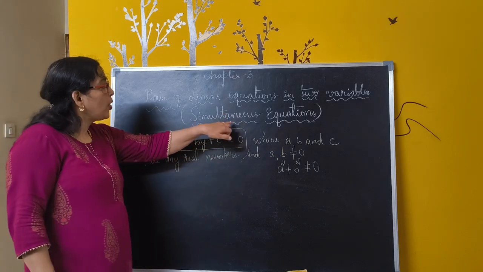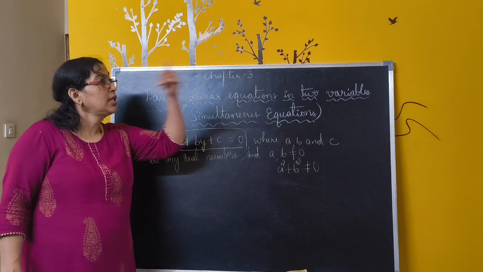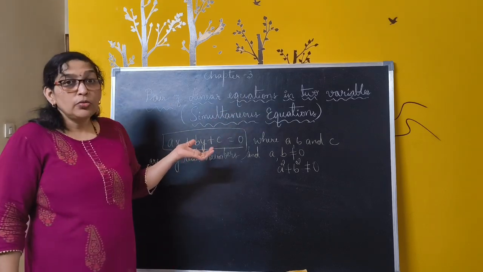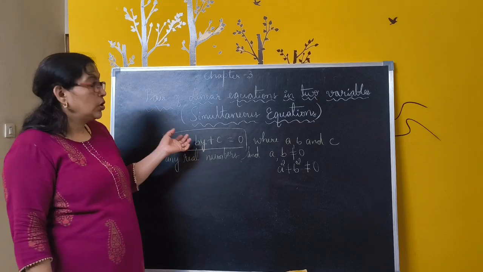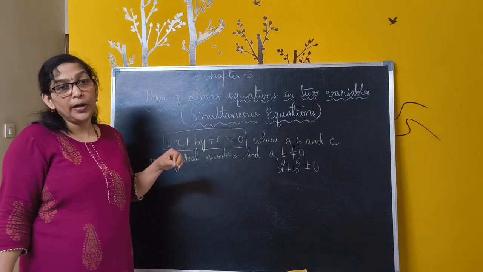Now let us come to the point. Simultaneous equations are a pair of linear equations in two variables. First let us know why we need a pair of equations. To get a unique solution, we need a pair of equations.